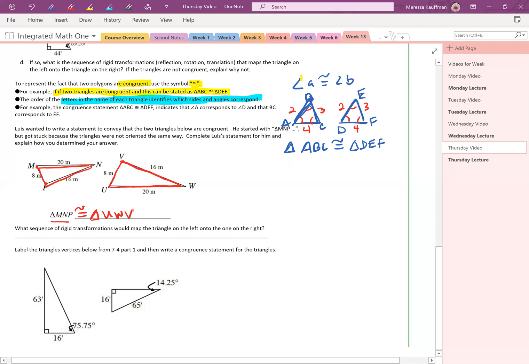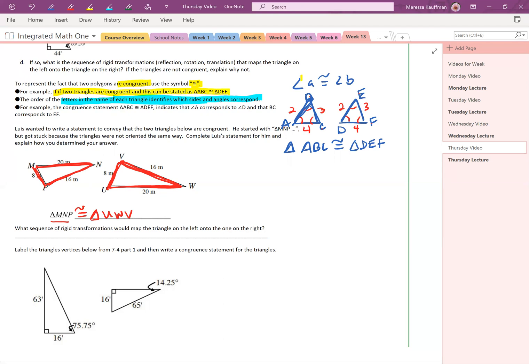So it's good to kind of trace it out. I'll do it one more time. M, N, P. So we went from that 20 to the 16 to the 8. So again, the 20, 16, 8. So U, W, V. Don't be afraid to trace these out to give you an understanding.